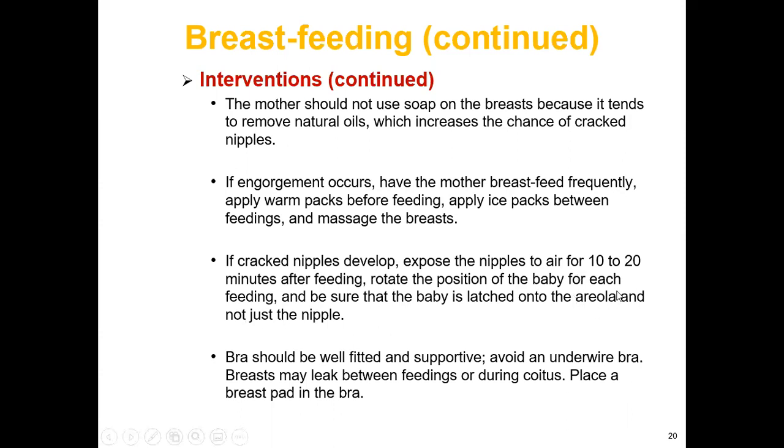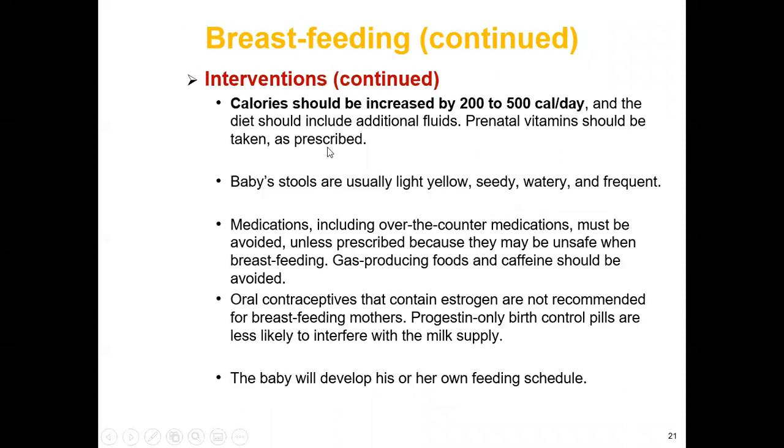So the areola should also be put inside the mouth of the baby. The bra should be well fitted and supportive. Avoid any underwired bra, or the breast may leak between feedings or during coitus. Next intervention, calories intake should increase by 200 to 500 calories per day.